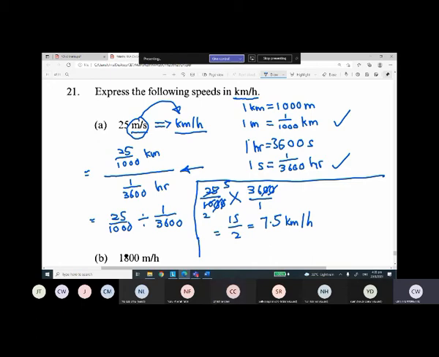Use a calculator to help you. Your best friend is your calculator. If you don't trust the calculator, then you've got nobody to trust in the exam.